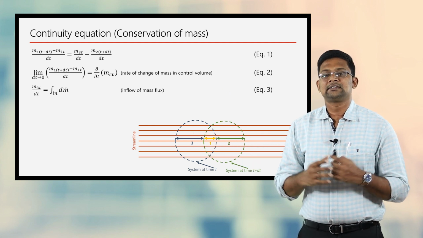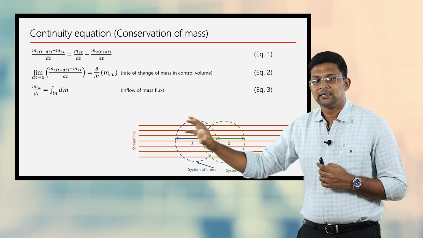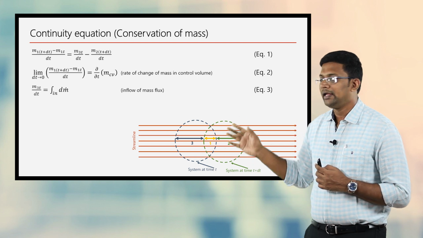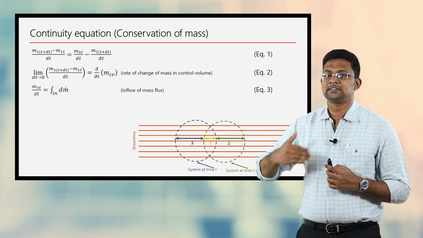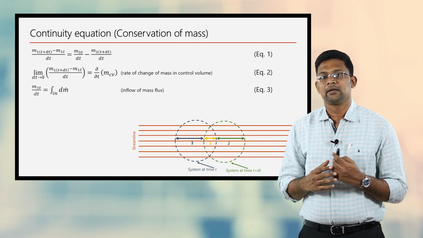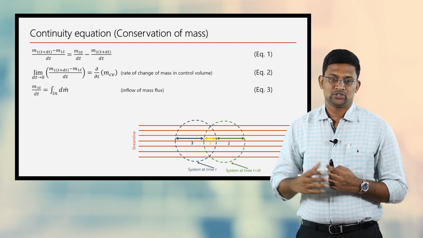So, that is nothing but the mass entering the system, or inflow of mass flux. So that is equal to integral in, where "in" represents into the system, of dm dot. m dot is nothing but the mass flow rate.